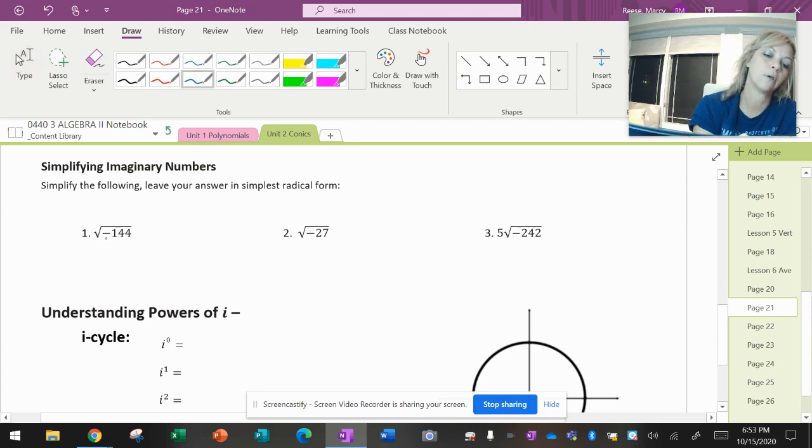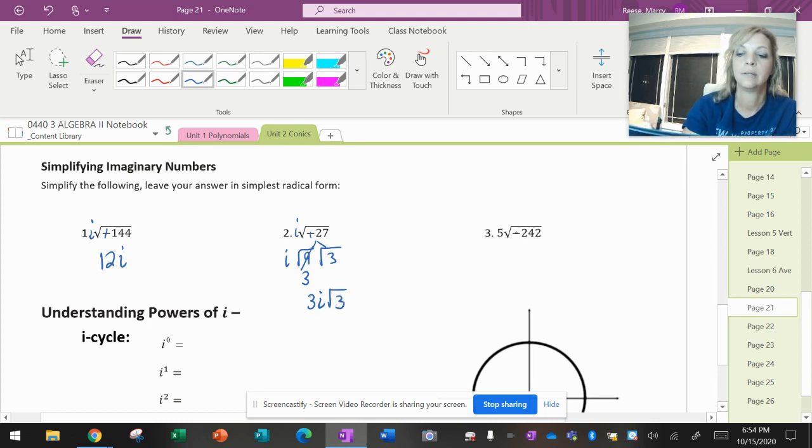So I'm going to start here. This is a little trick that I always tell kids. I'm like, just do this. Make it a positive, bring an i out. The square root of 144 is 12. I got a 12i. Make it a positive, bring the i out. I've got a 9 and a 3. Okay, keep that i outside. 9 and 3 multiply to be 27. The square root of 9 is 3. And I've got 3i radical 3.